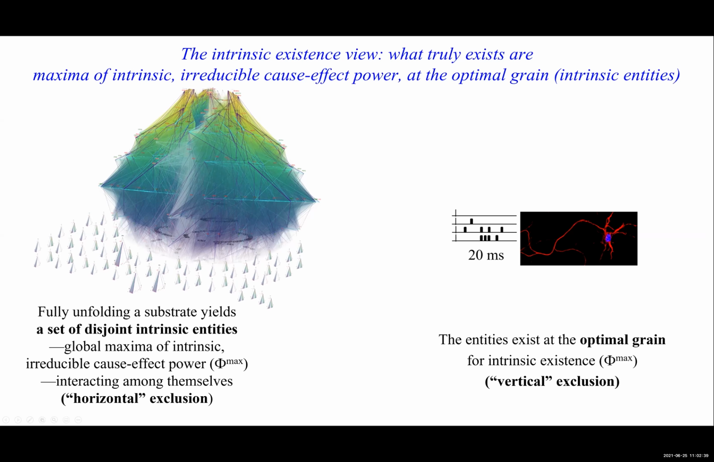Is it neurons that have maximal power, or is anything coarser or finer? Is it over 20 milliseconds or 2 milliseconds or microseconds? Probably not. Or seconds, tens of seconds. There is going to be one grain and a particular set of states at which intrinsic existence phi is maximum. So there is horizontal and vertical exclusion. What truly exists is, in physical terms, a bunch of intrinsic entities, each with substructure, with their particular contents, at a particular grain, period, okay?